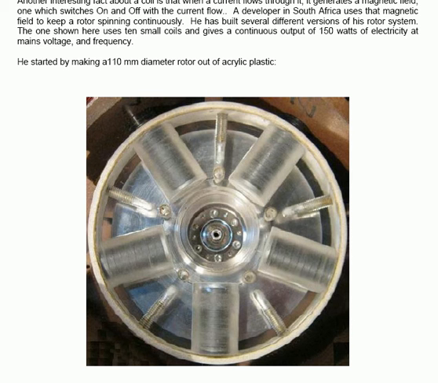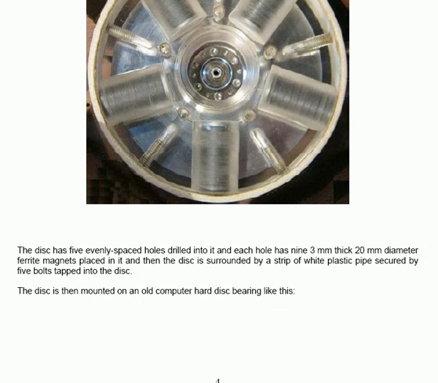It's very clear acrylic plastic, so it's quite difficult to see in this picture. The disc then has 5 evenly spaced holes drilled into it, and inside each hole are placed 9 3 millimeter thick 20 millimeter diameter ferrite magnets. The disc itself then is surrounded by the strip of white plastic here, which has been cut from a plastic pipe, and that makes sure that none of the magnets can ever fly free of the disc itself.